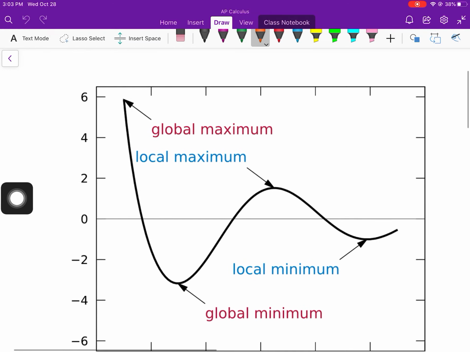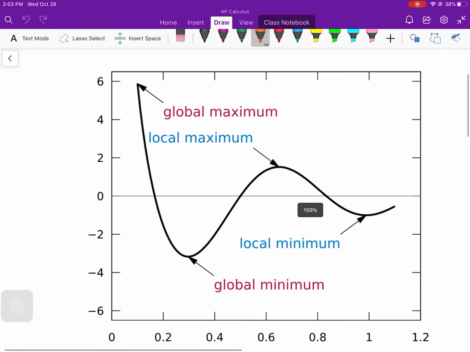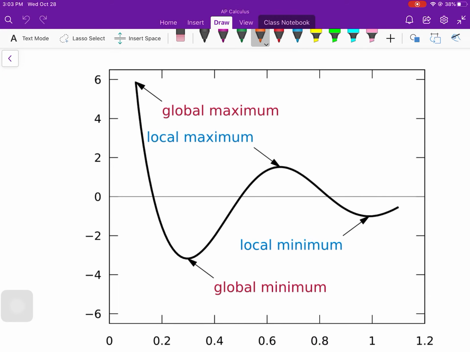The absolute or the global would be the highest point in the entire graph, and same thing with the minimum, the lowest point in the entire graph. But local just means within that region. And by the way, they're all called relative or local. You know, we're using different terms for that.